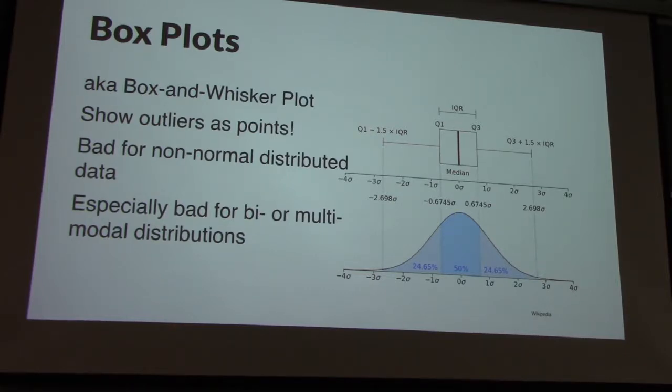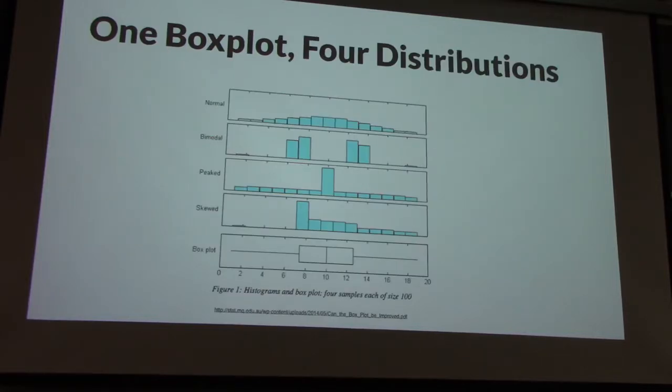Obviously, box plots have some shortcomings. They are not very useful for non-normally distributed data, and they're especially bad for bimodal or multimodal distributions. So here is one box plot, but four distributions, all resulting in the same box plot. This is similar to Anscombe's quartet, right? We have basically the same stats, different graphs.